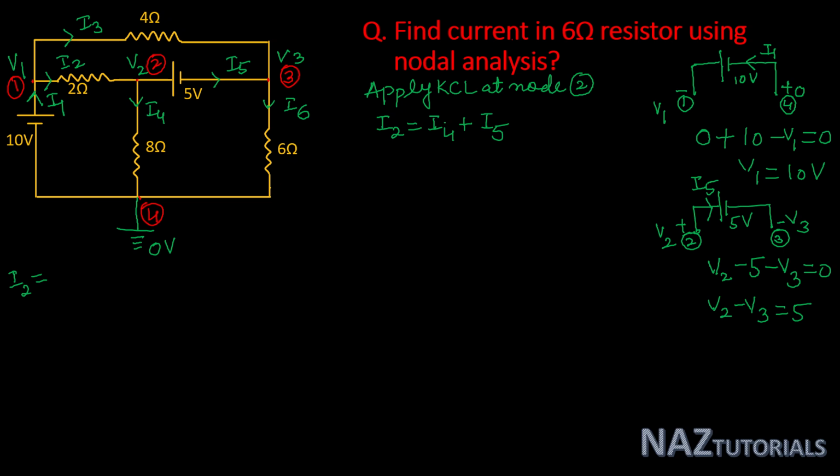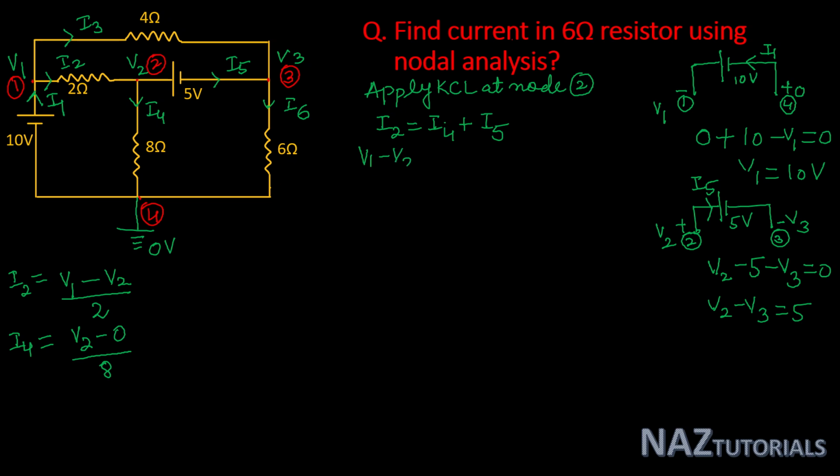I2 is equal to V1, the initial voltage from node 1 to node 2, minus V2, the final voltage, divided by branch resistance 2. Now you can write I4. I4 is from node 2 to node 4, that is V2 minus 0 divided by branch resistance 8. So we put all these values.